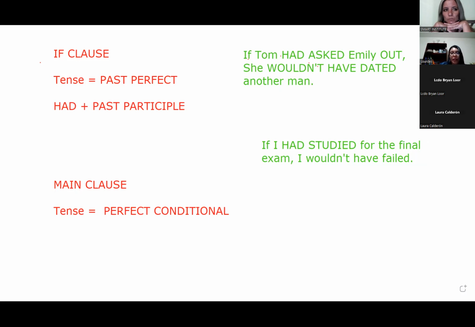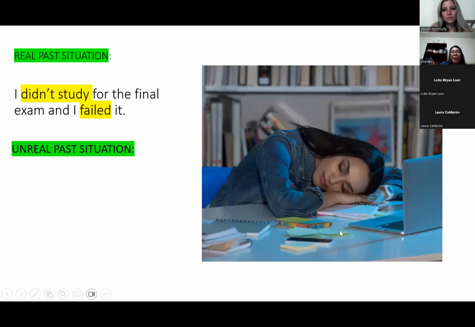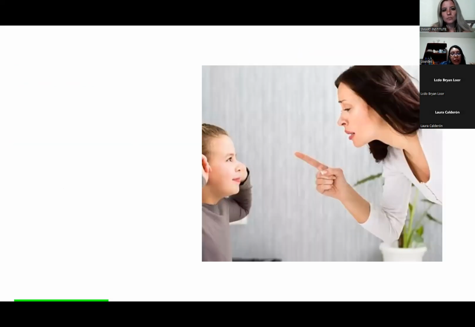This is a hypothetical situation about the past because in the reality, the past reality is that you didn't study and you failed. This is hypothetical situation. If I had, so imagine the opposite situation. If I had studied for the final exam, I wouldn't have failed it. Or I would have approved the final exam. So it's always the opposite idea. So that is a past regret.